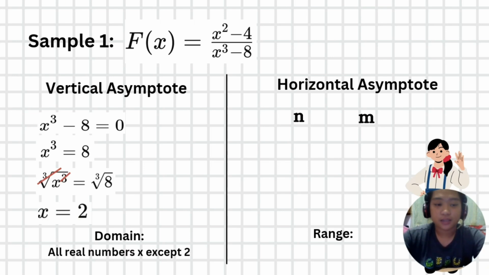So our domain is all real numbers x except 2, so the 2 is the vertical asymptote. And for the range, we're just going to follow the step for finding the horizontal asymptote, just by looking at the numerator and denominator's exponent. For the numerator we have 2 and for the denominator we have 3. Notice that the denominator has greater value than the numerator, and the rule states that when the denominator is greater than the numerator, automatically the horizontal asymptote is equal to 0, and that is y equals 0. So our range is all real numbers y except 0, and that is the range and the domain for this sample.